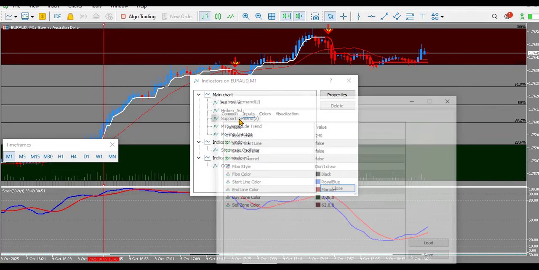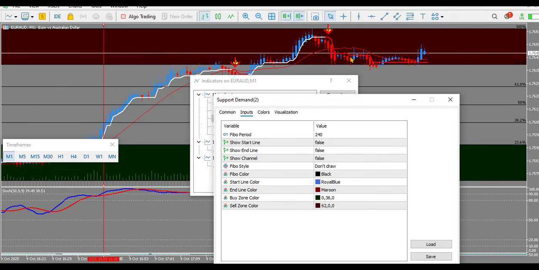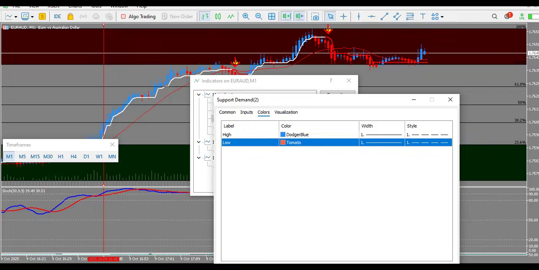Then support demand zone, we have this indicator here where the market may likely turn. That's what I use it for, but it is not 100% accurate. No system is 100% accurate, but you must know how to manage your trade. Money management is very important in forex trading. So these are the values for this particular indicator, and these are the colors.